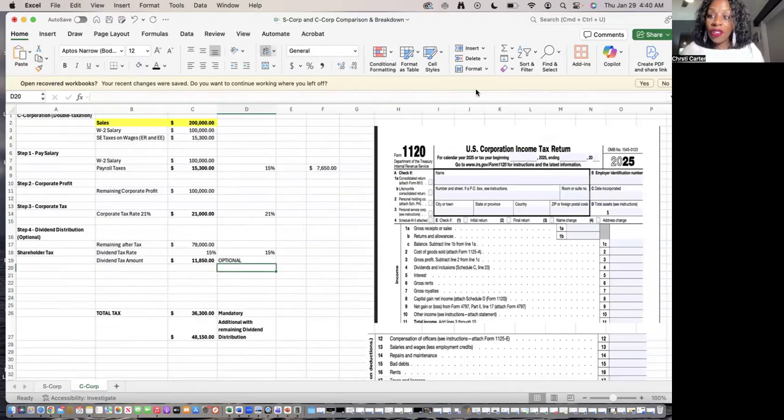So that is pretty much, in sum, a breakdown of the key points and characteristics of both.